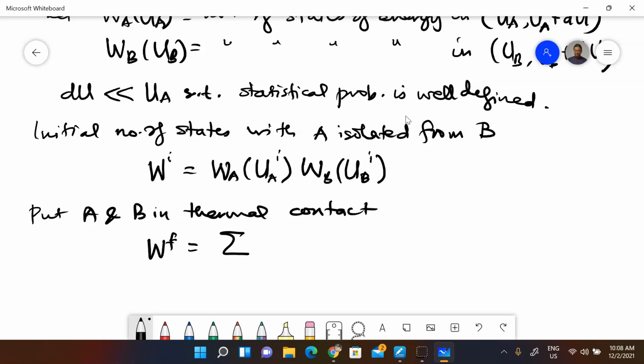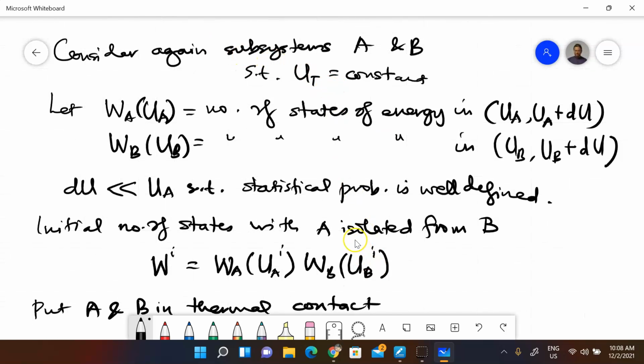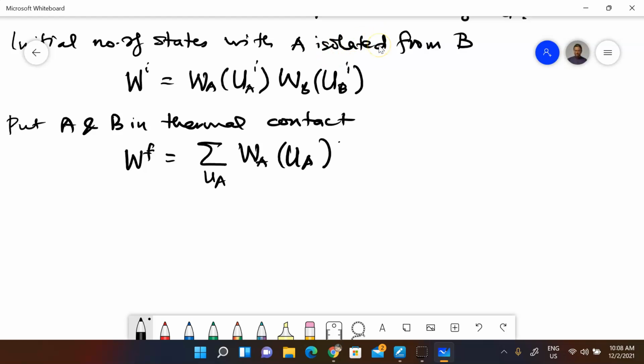So this becomes the sum of WA of UA, but now the fact that UA might change, because there is energy exchange with system B. But you need to make sure the total energy is constant. Somewhere I've written that UT is constant there. So I can write it in this particular form. So WB now becomes a function of UT minus UA.